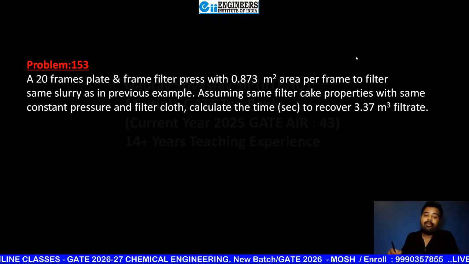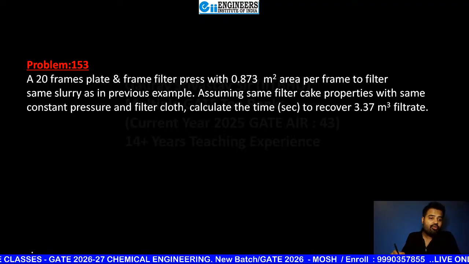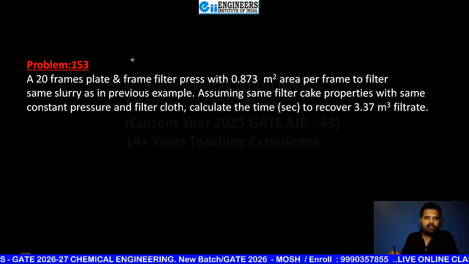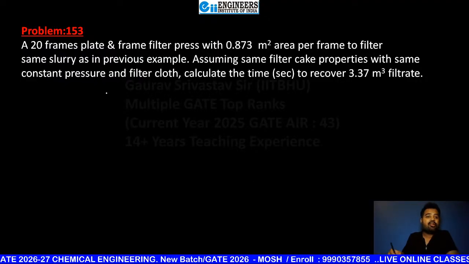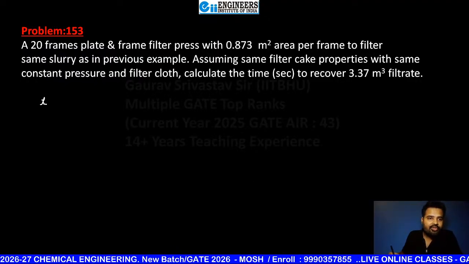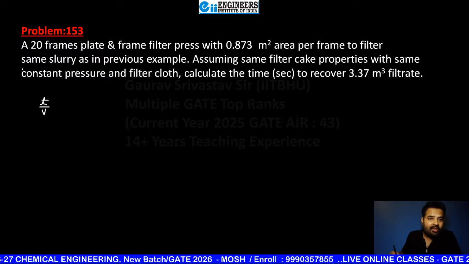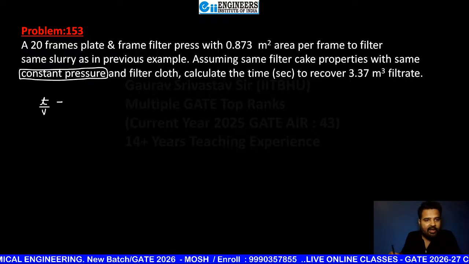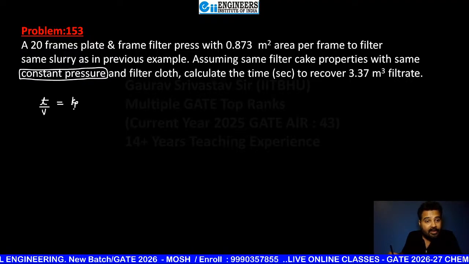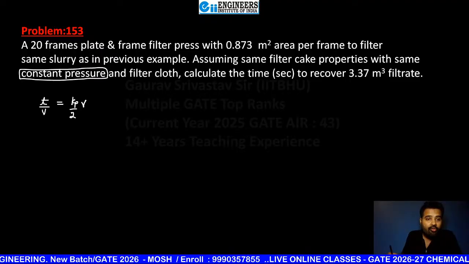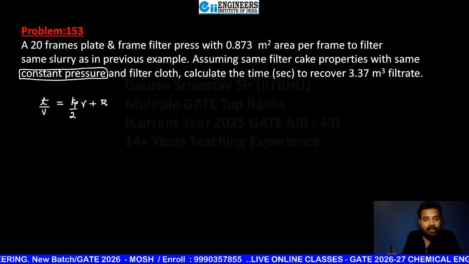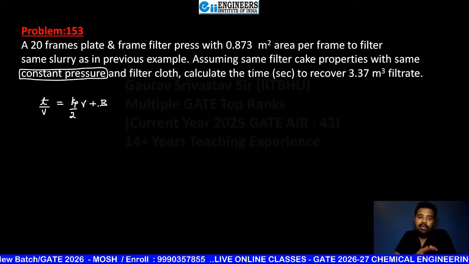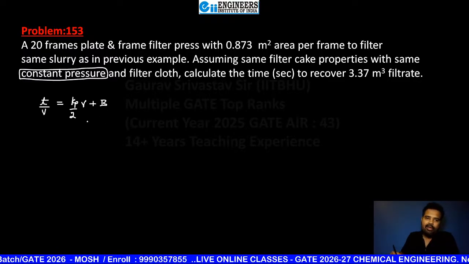Because constant pressure filtration is there, we know the expression for constant pressure filtration. That was t by V equals Kp by 2 V plus B. I hope everyone remembers this equation. And what was Kp? What was V? Absolutely clear to all of you.